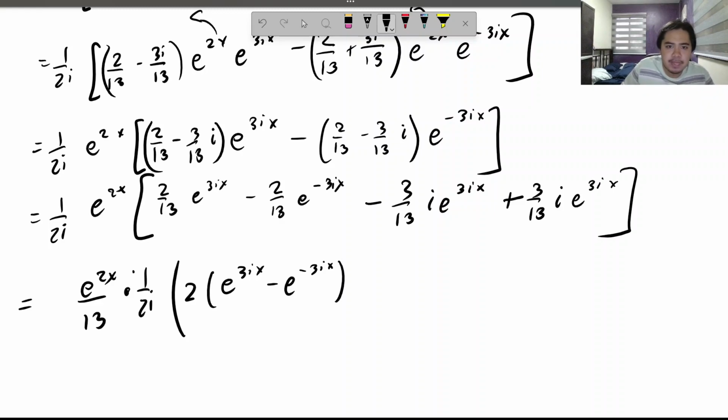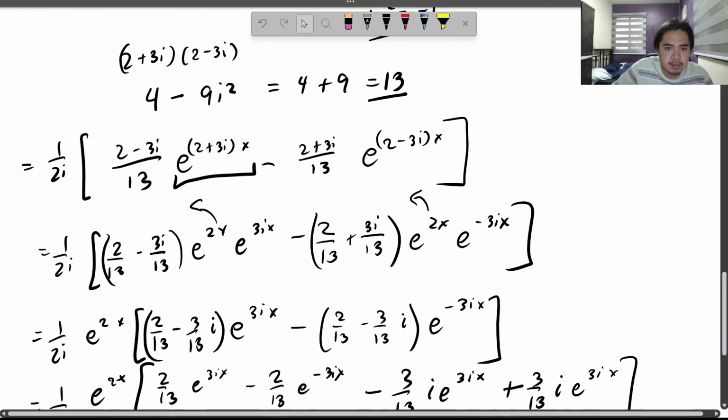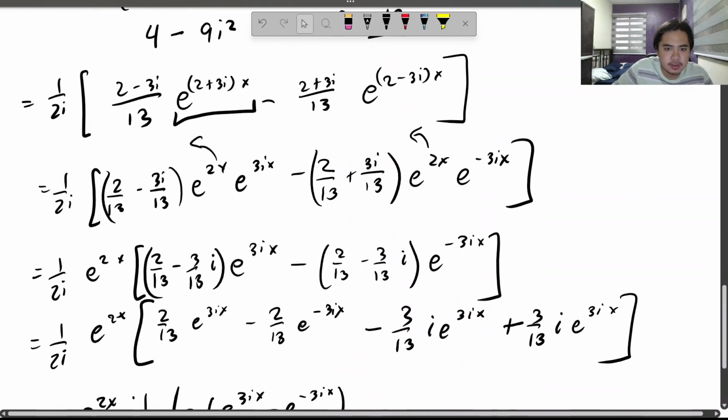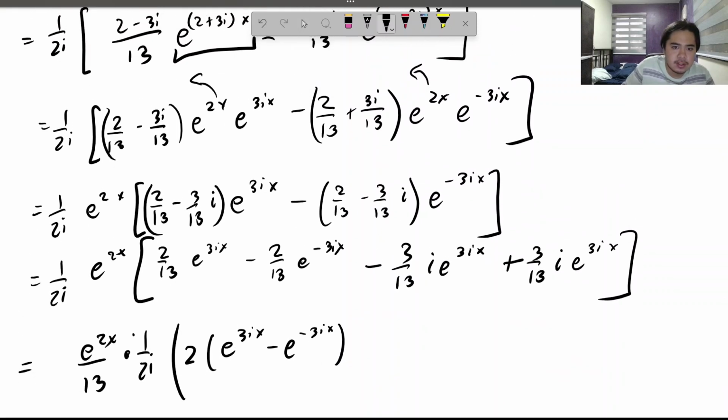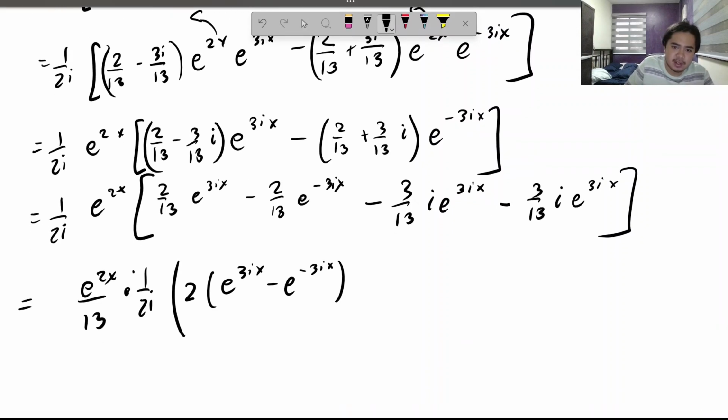All right, is everything correct? So let me just check. No, there's something wrong about it. Okay, so sorry, this is supposed to be plus and that is supposed to be a minus. All right, we're heading somewhere, guys. So this is now minus 3 and then i, so there's i here, and then (e to the 3ix plus e to the negative 3ix). Can you see it right now, guys?